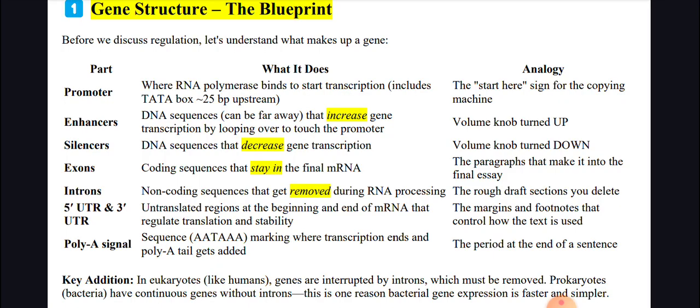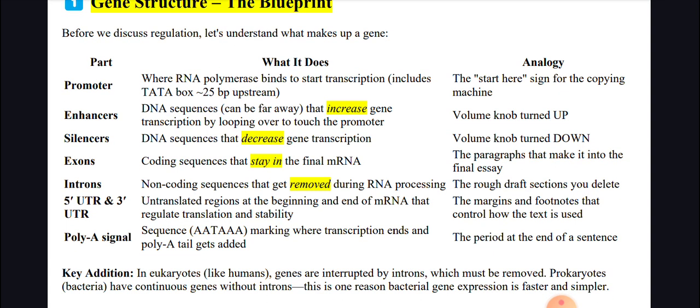And finally, how does the copying machine know when to stop, the end signal? That's the poly-A signal. It's typically the sequence AATAAA in the DNA. It tells the transcription machinery, okay, stop copying soon, and it also signals where the protective poly-A tail needs to be added later on to the RNA. It's like the period at the end of the sentence.